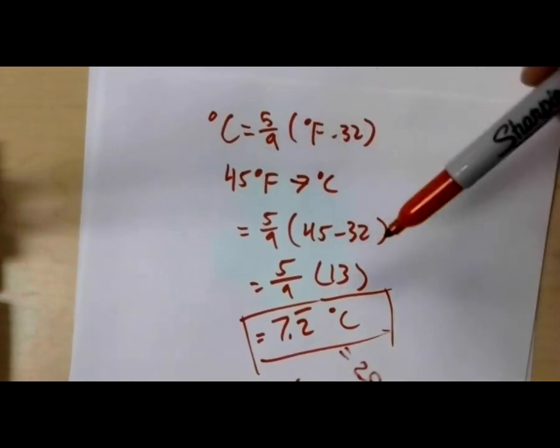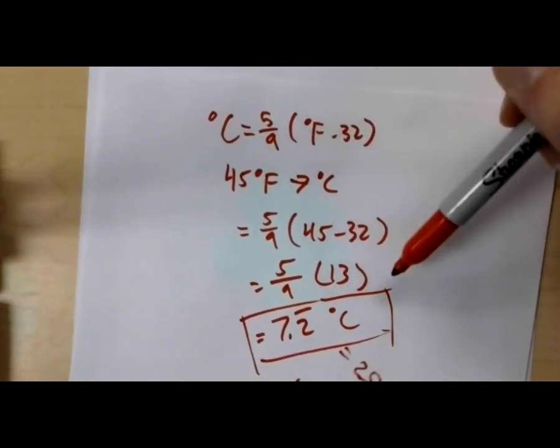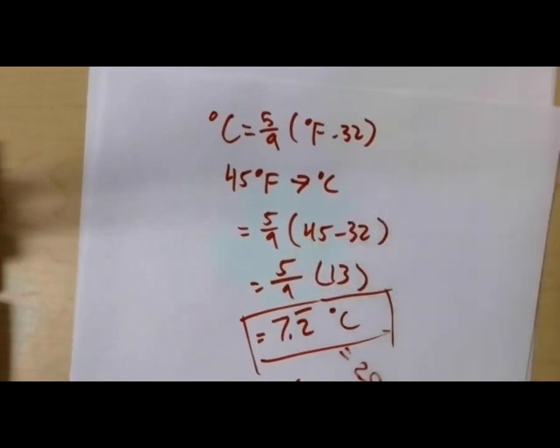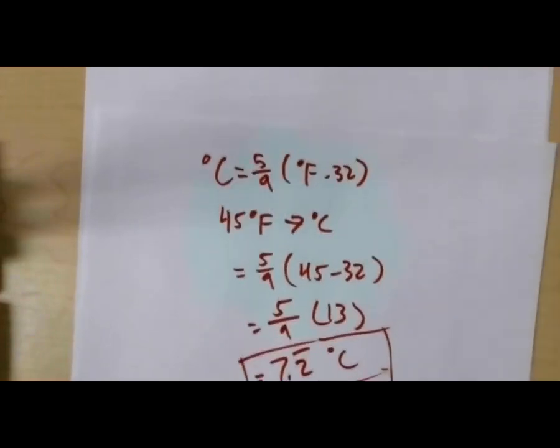Again, following order of operations, you have to do the subtraction first. That's in parentheses. Then the division and multiplication from left to right. The next two examples are quite easy. Let's jump down to number 13.